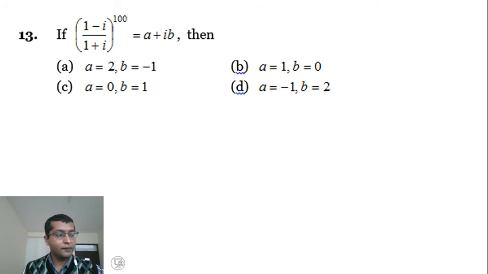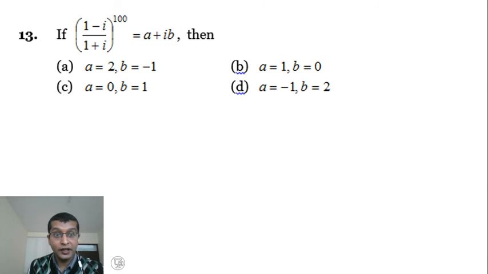So we move to the next example, that is ((1 - i)/(1 + i))^100 = a + ib. Then we have to calculate the values of a and b, and among the options A, B, C, D we are going to get an answer. So it is not complicated.